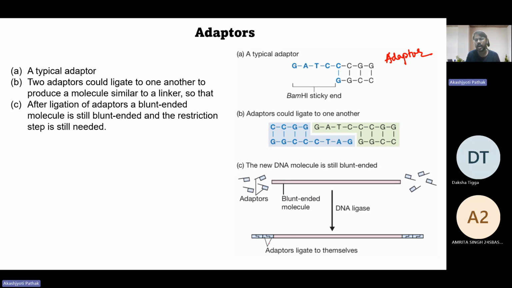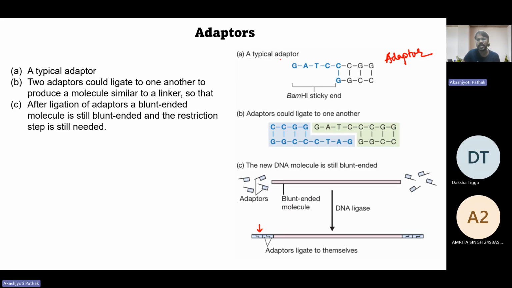This was blunt-ended and now you are getting blunt-ended again. Once you ligate, if you digest it with BamHI, again it can come and ligate with the other adapter molecules. So how is this prevented? How is this ligation of one adapter molecule with another adapter molecule prevented?